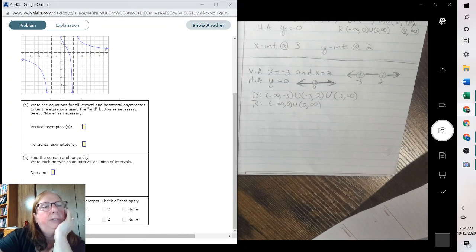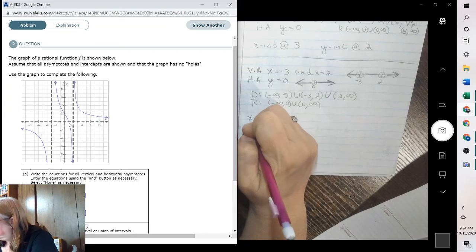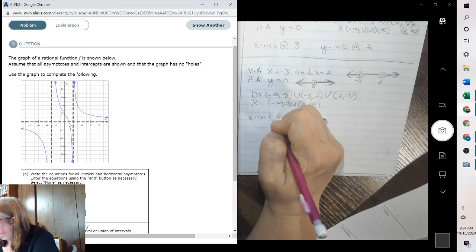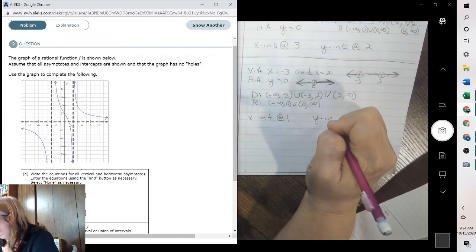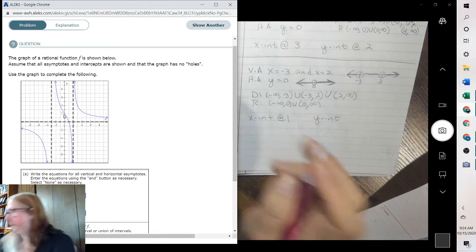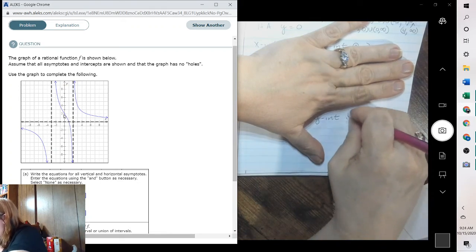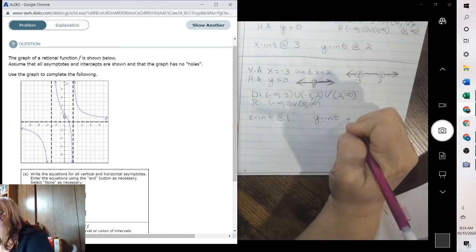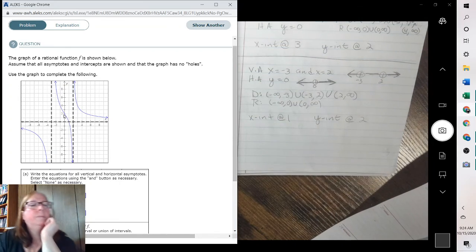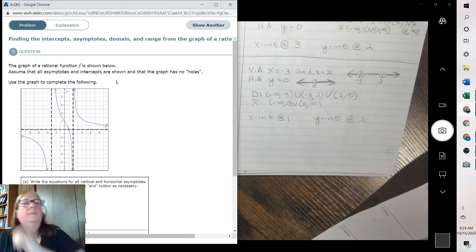The x-intercept and the y-intercept. X-intercept, it's crossing here at 1. And the y-intercept, it's crossing at 2. They just want the value. So that's all there is to those.